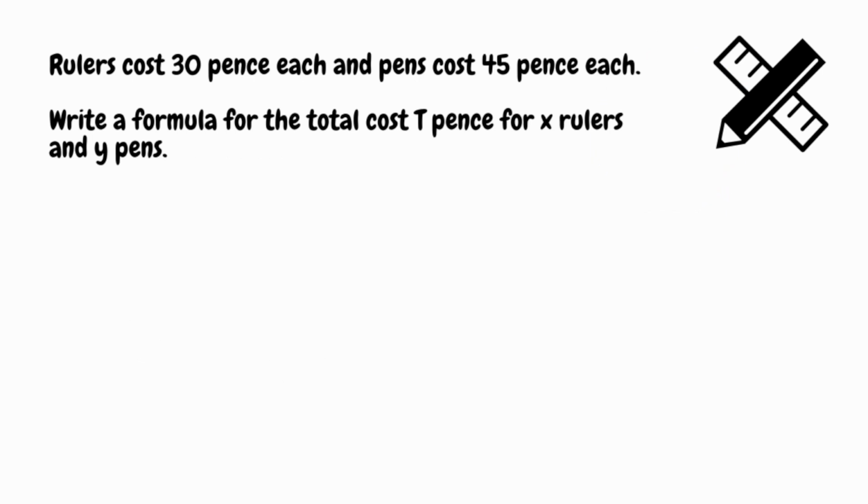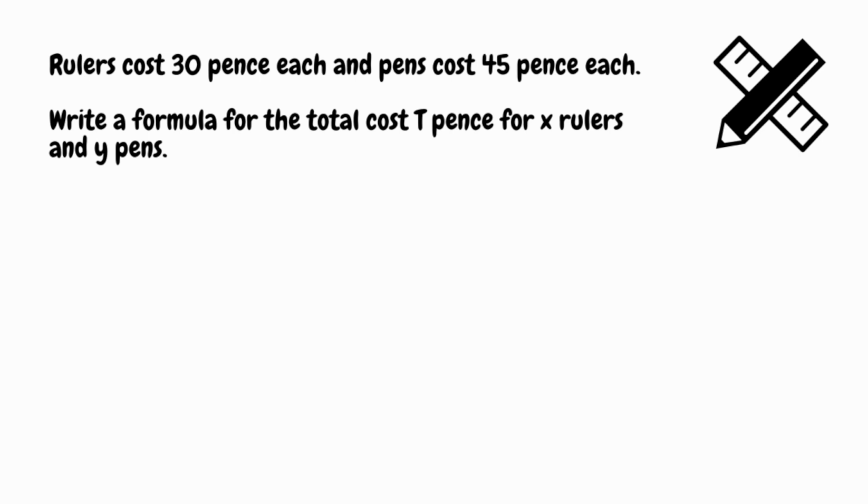Okay, for this next question, we've got rulers cost 30p each and pens cost 45p each. Write a formula for the total cost t pence for x rulers and y pens. Well, the first thing we want to check here is our units. We can see that the pens and rulers have been given in pence, and the formula that we're going to find for the total cost is also in pence. So we have our common units here.